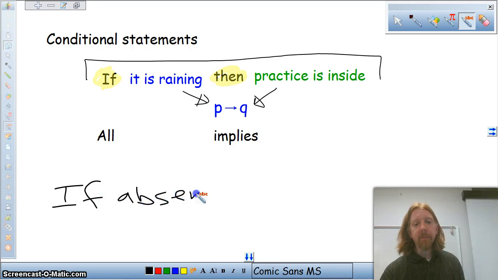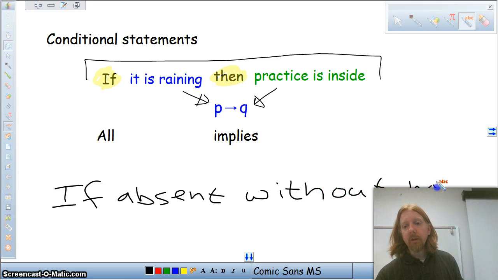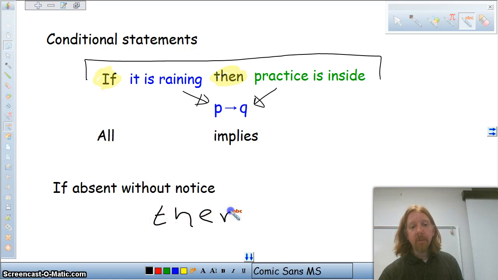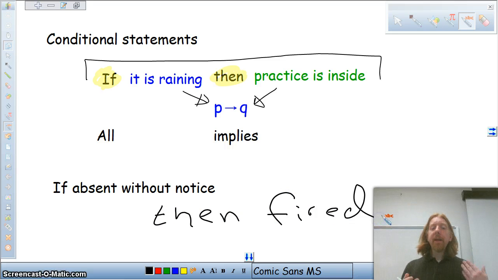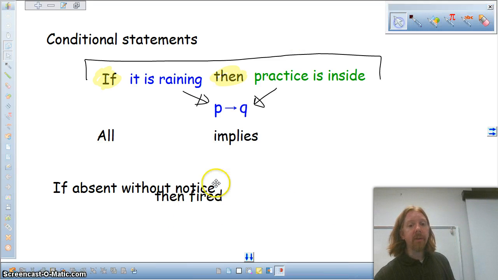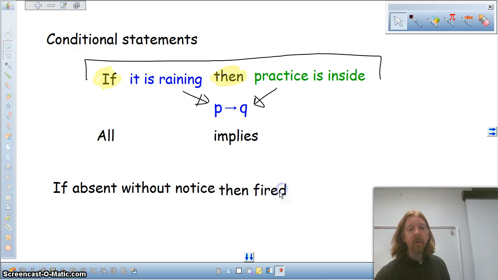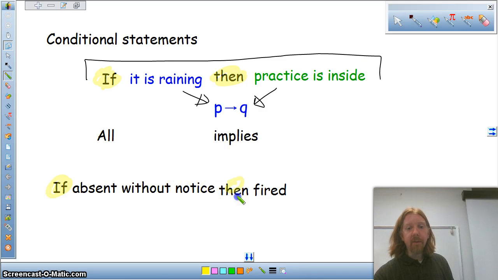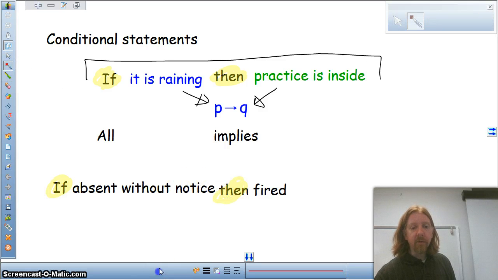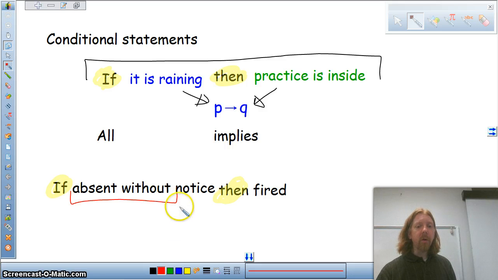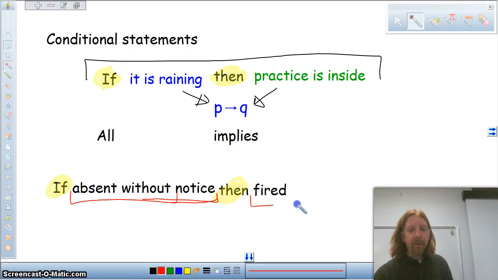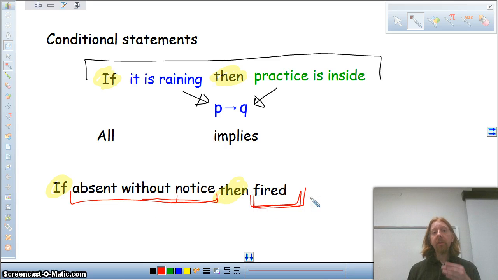So if absent without notice, then there's a consequence. Then you are fired. That's a conditional statement most of us already know coming into this, or hopefully we know it. So again, I have this idea of having an if part, and then a then, and then my statement has the lead in, so absent without calling and letting them know, and then a result. You get fired. So in this case, again, the P leads to the Q.